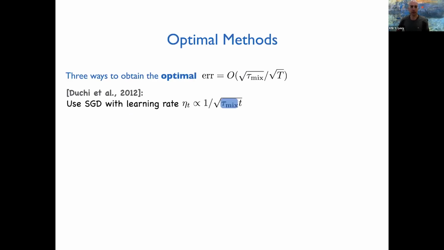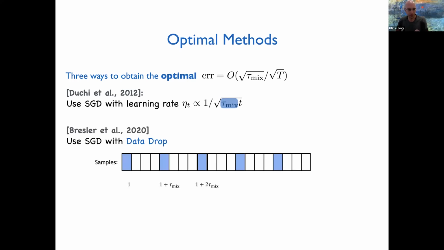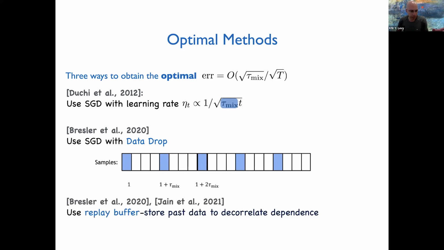And now let's talk about how to obtain this optimal error. There are at least three ways to obtain it, and you can actually do it very simply. The first approach is to use stochastic gradient descent with a learning rate that is shrunk by a factor of 1 over the square root of the mixing time. Another approach is to use SGD, but only on samples which are separated by the mixing time from each other, which are effectively independent from each other. And there are other techniques.